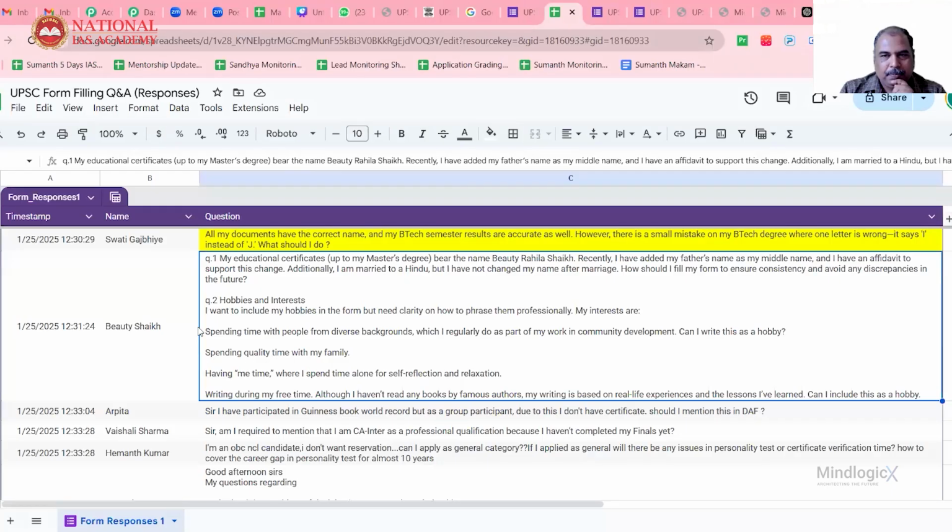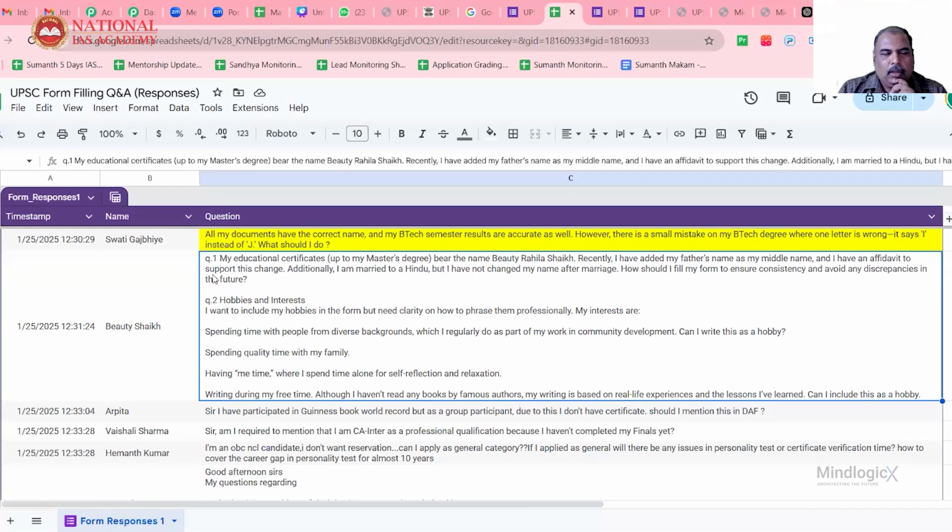There are a few more questions to go, sir. I hope that's fine. Yeah, please. Beauty Sheikh is asking a question. My educational certificates bear the name Beauty Rahila Sheikh. Recently, I've added my father's name as the middle name and I have an affidavit to support the change. I am married to a Hindu, but I have not changed my name after marriage. How should I fill my form to ensure consistency and avoid discrepancies?